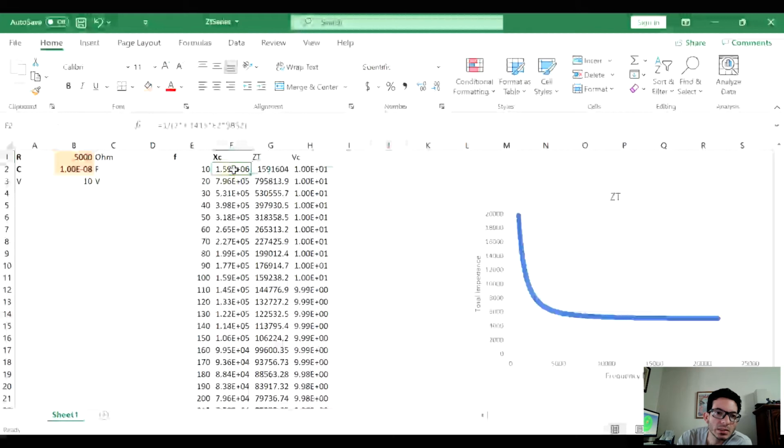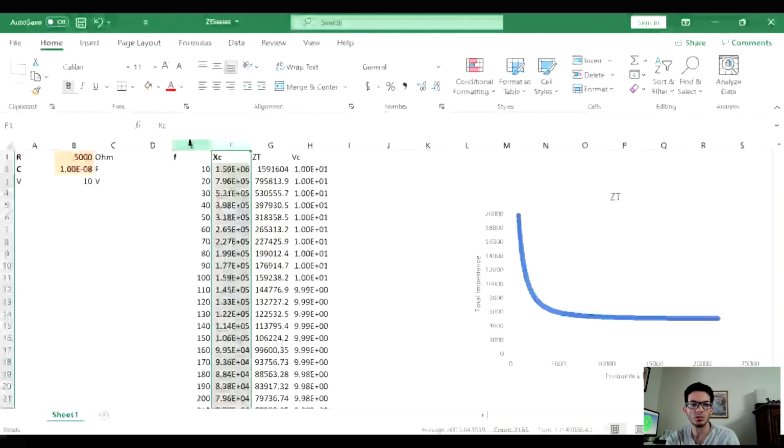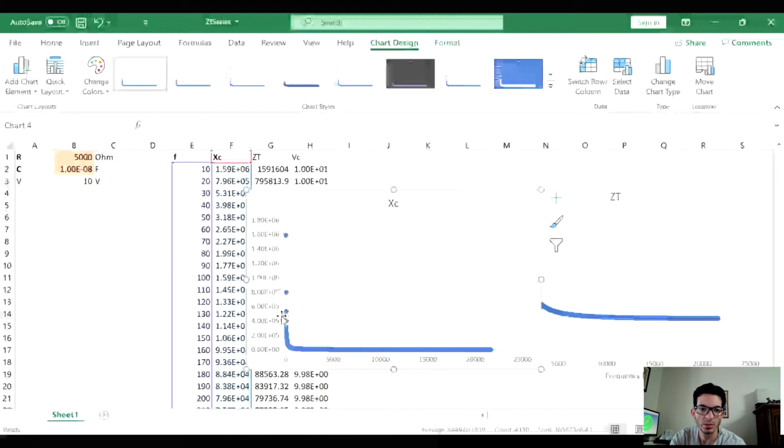To compute the reactance is very simple. It's 1 divided by 2 times pi, which is 3.1415, times the value of the frequency, which we're going to be varying, times the value of the capacitance. That gives me this column. If you plot this column right here, you're going to see an inverse proportional relationship, just as we saw.